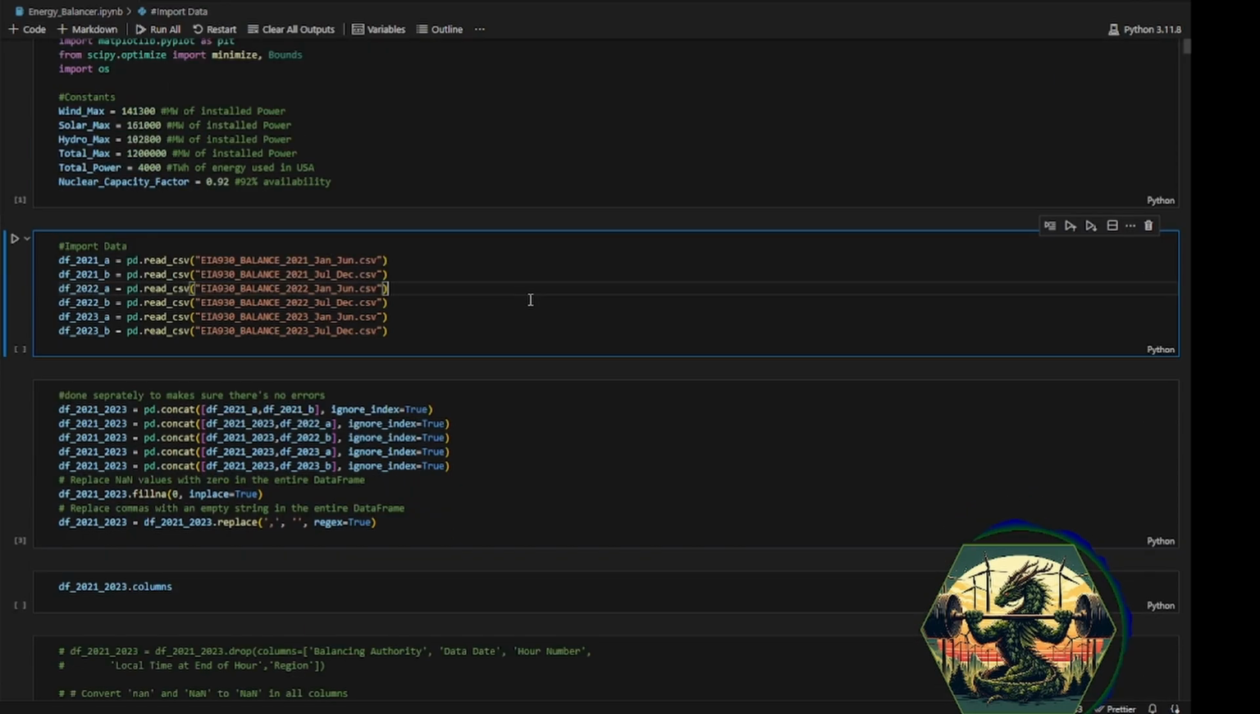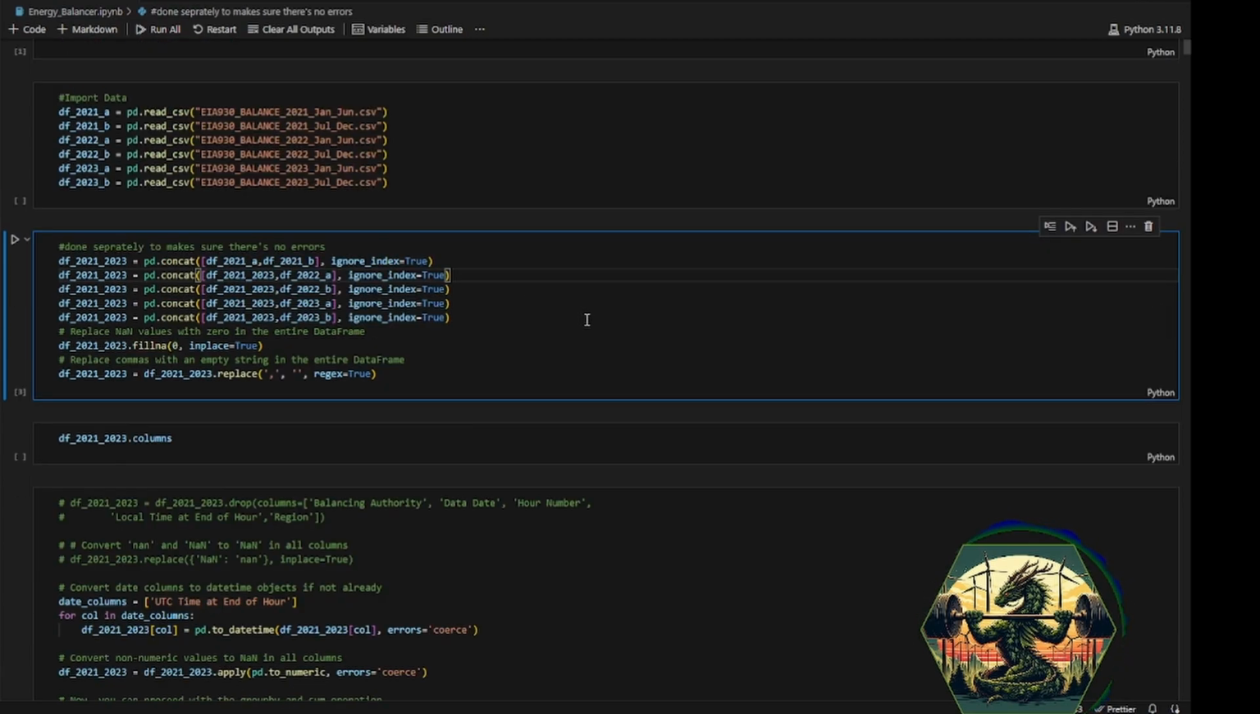The next section we have here is the import of data. Basically, the data is split out into 2021 from January till June, and then from July until December. So I'm just importing all of that data. Then we come here and I just concat all the data. I do it individually so that I can see if there's any errors that pop up. Any NA values I just fill with zeros. And then I was running into an issue where the data has commas in it. So I just had to change the commas to a space in order for the system to read it correctly.